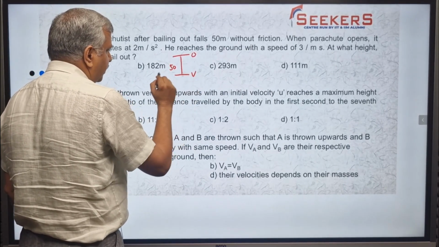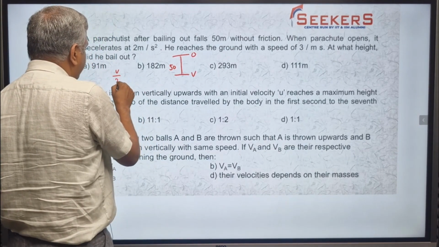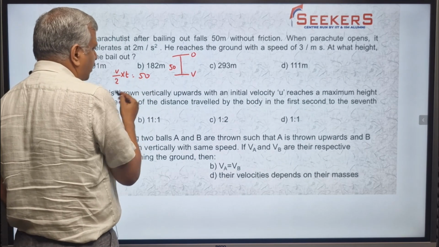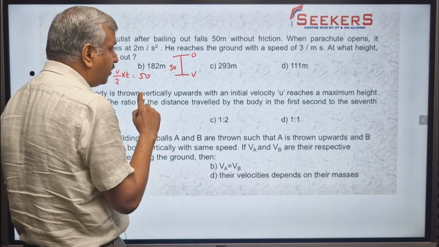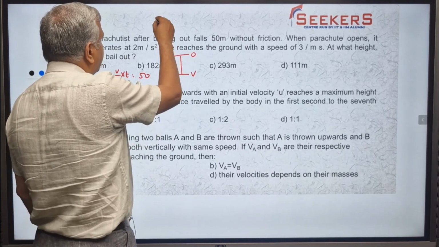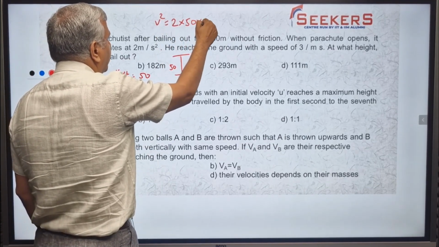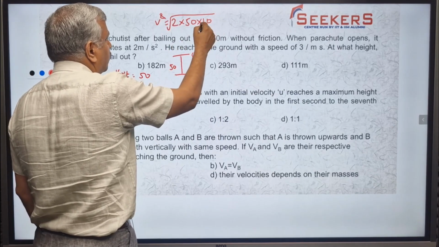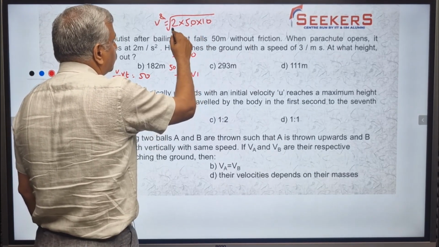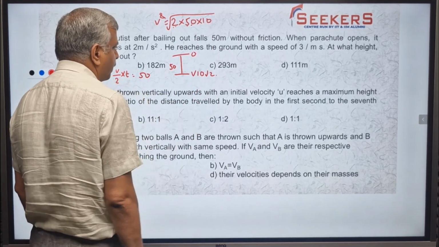Suppose his velocity here is v, then what will be the average velocity? Average velocity will be v by 2, and v by 2 into time will be equal to 50. But now there are too many variables, so what will I do? I'll use v squared minus u squared equals 2as. So v square is equal to 2 into 50 into 10. So v is equal to square root of this, so that is 1000. So it will become 10 root 2.